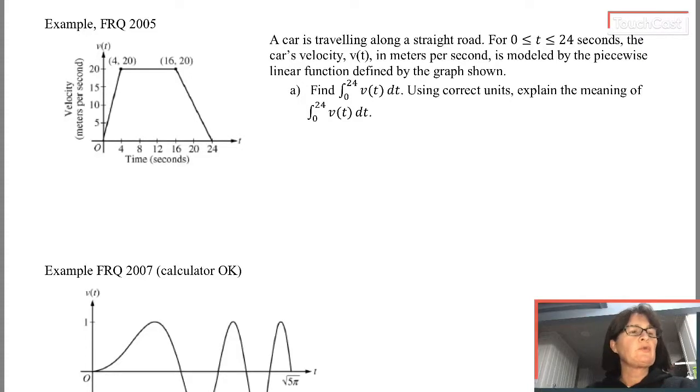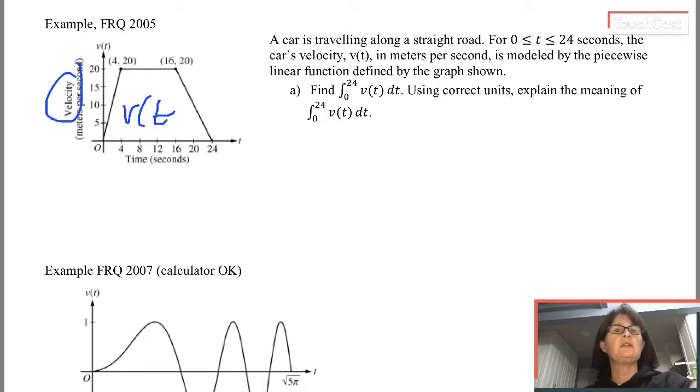All right, here's a quick one. It was just to make sure that we've actually had this discussion. You could have answered this back in chapter 5. If I have a car traveling on a road and I have the velocity function for that car here, this is v of t, can I find the integral from 0 to 24 of v of t, and can I explain the meaning of that integral?